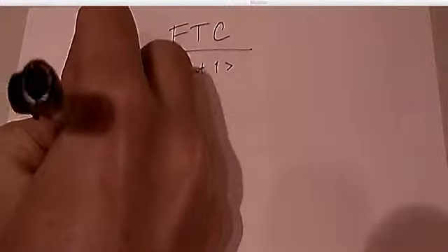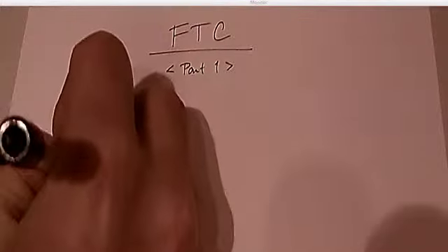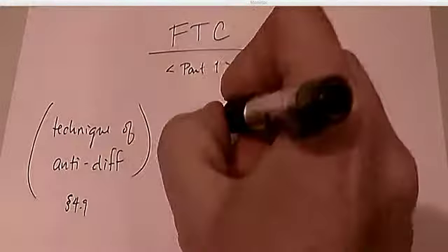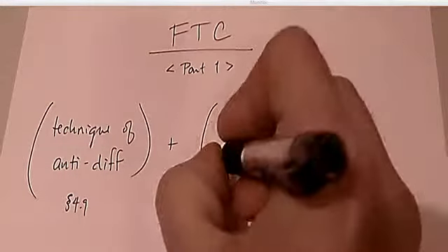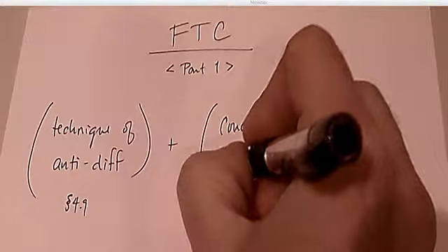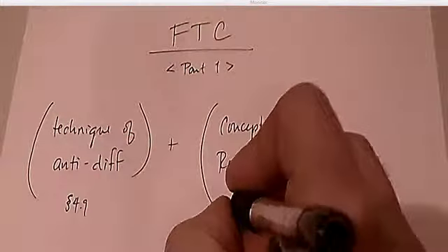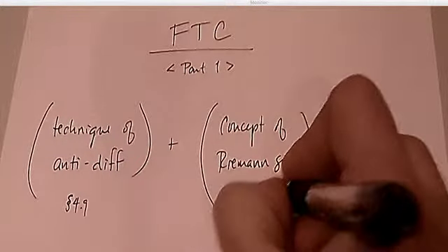This section is the technique of anti-differentiation that we learned in section 4.9, and we're going to add it to the concept of the Riemann sum, which of course was the issue of area, and we got that in sections 5.1 to 5.2.